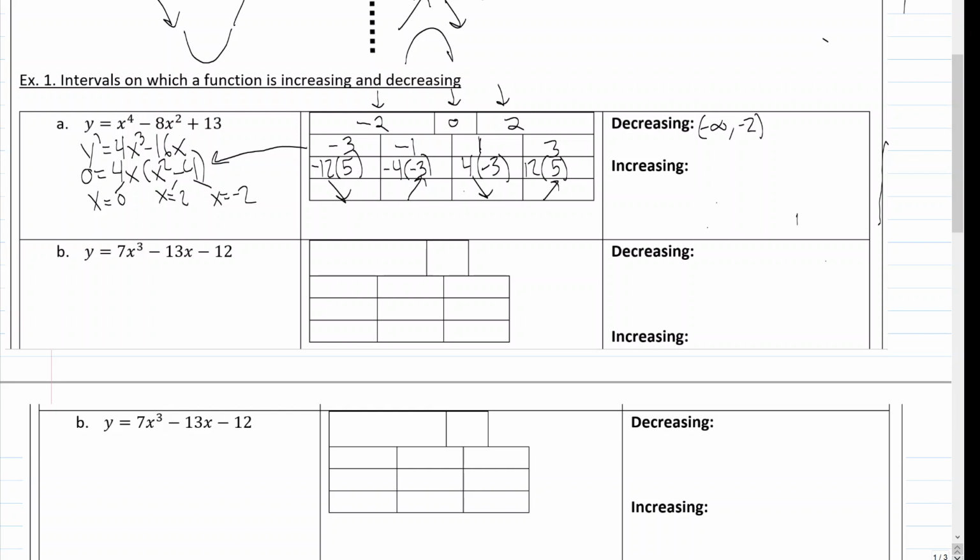But anyways, the other spot where we're decreasing was here between 0 and 2. So I'm going to do like a union thing and 0, 2. And now it's increasing in the other two spots. So from -2 to 0. And from 2 to infinity.